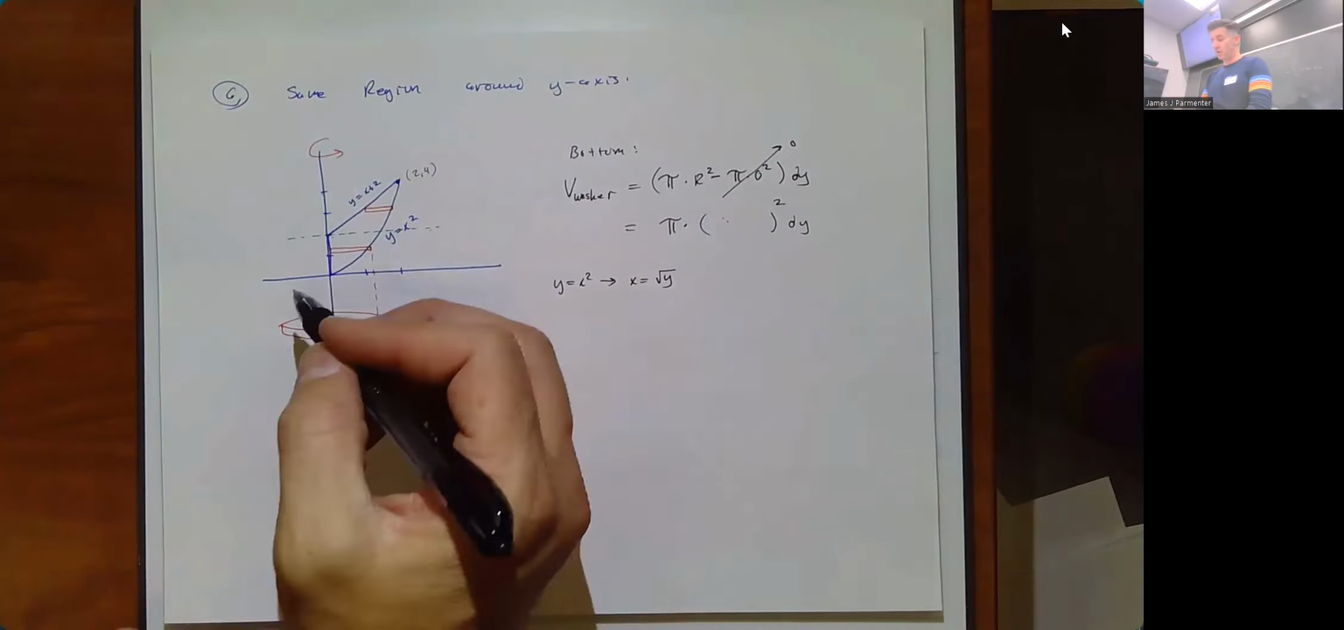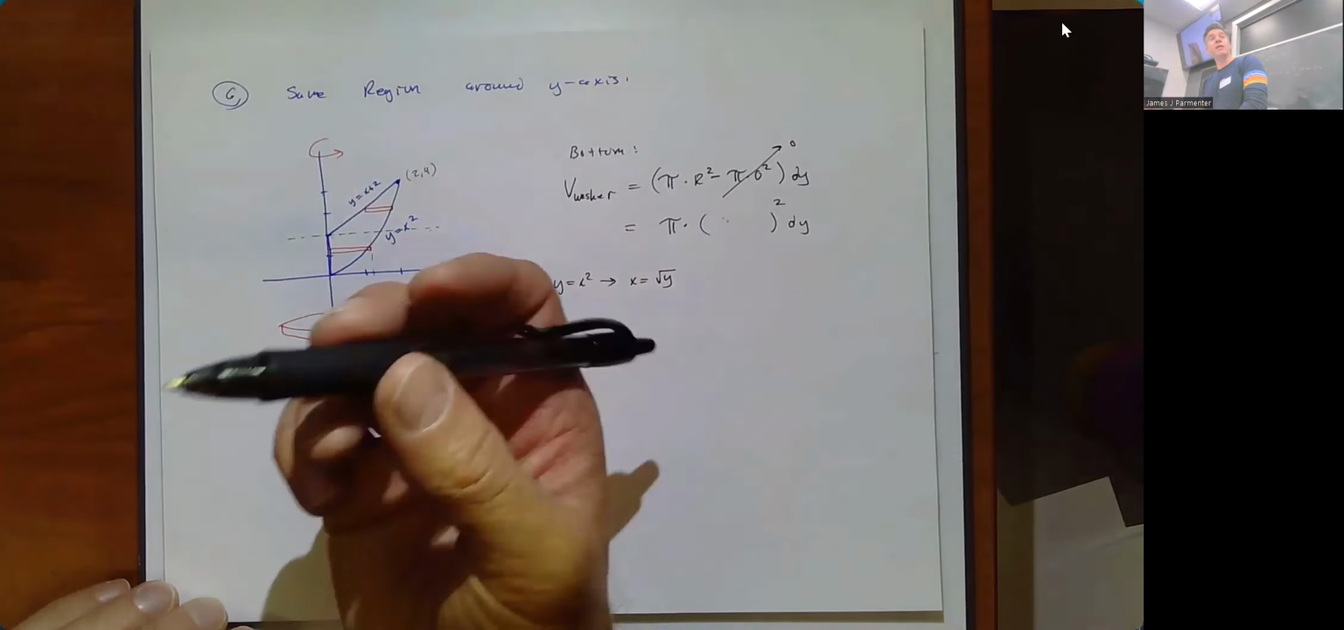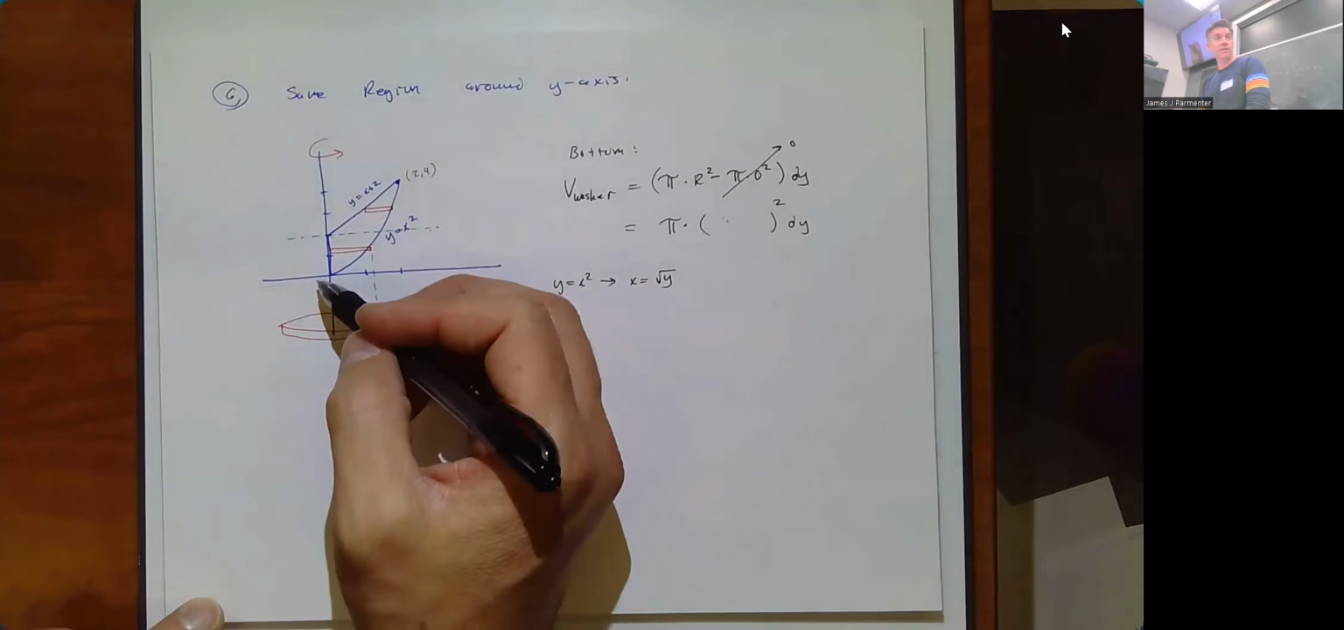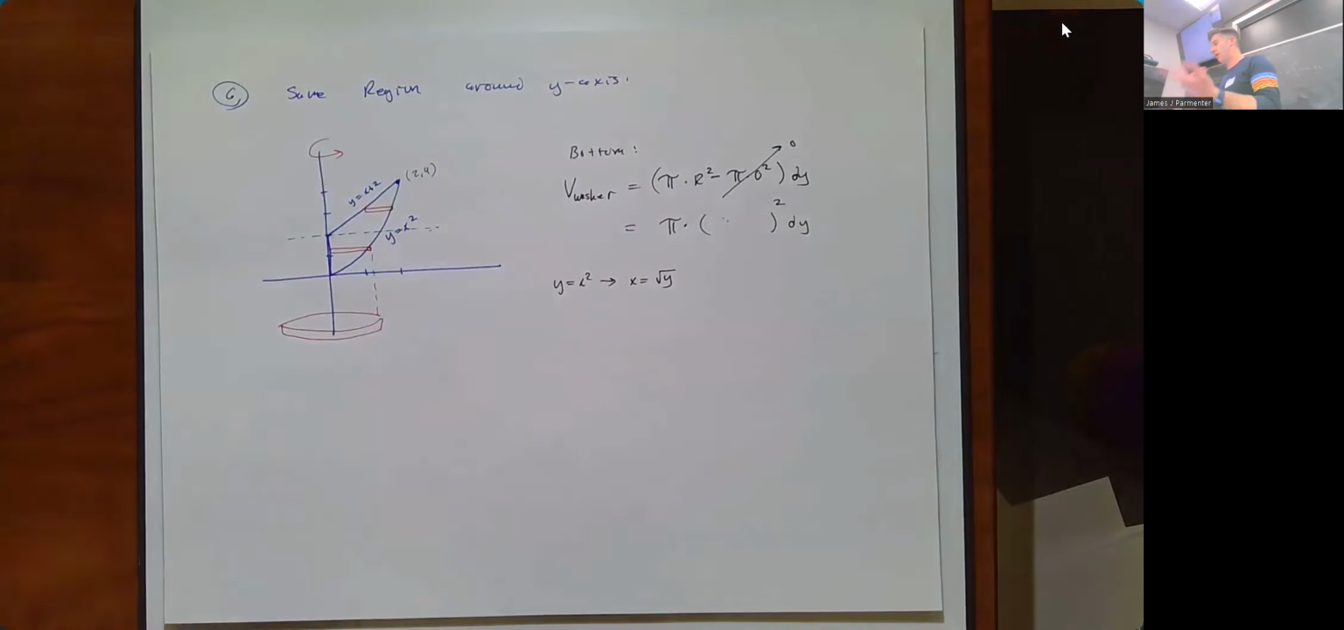If we happen to have this other side over here on the left, it would actually be the negative square root of y because over here on the left, x is negative. And when you take the square root, you get x equals plus or minus root y, but it's the positive part here.